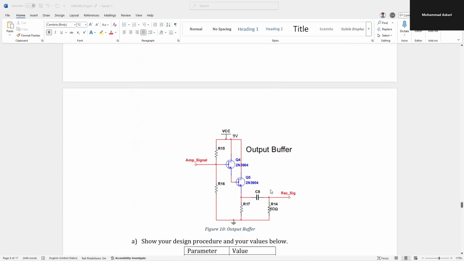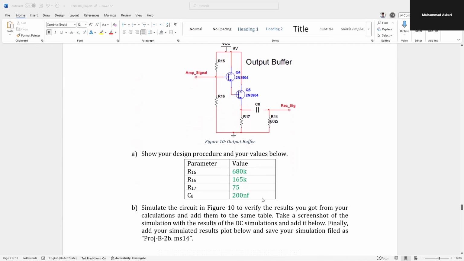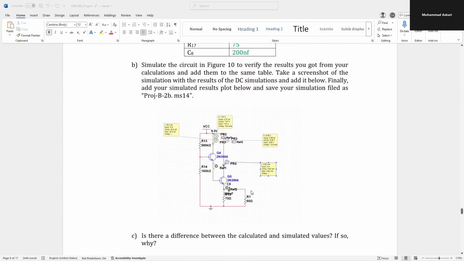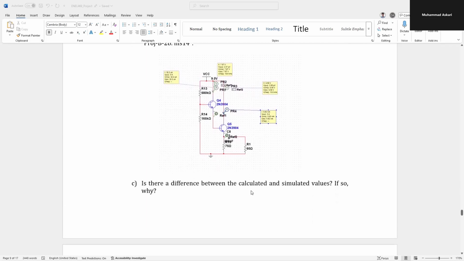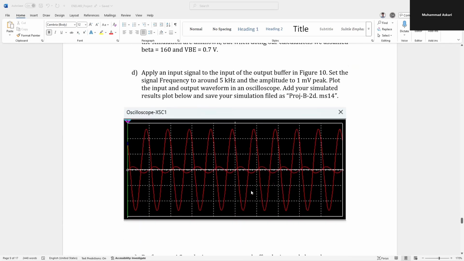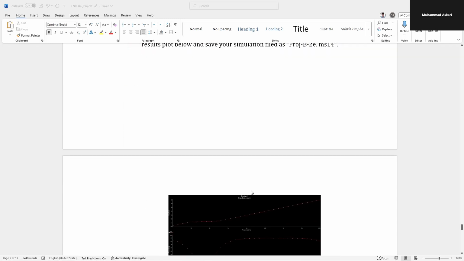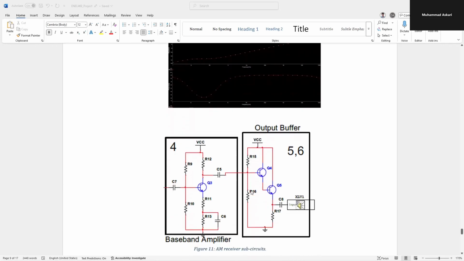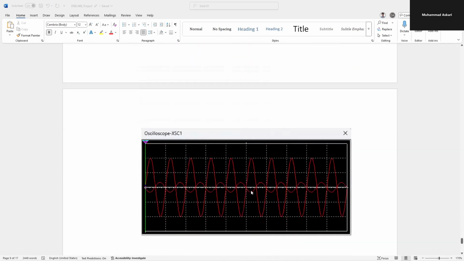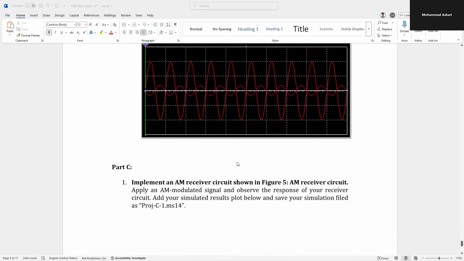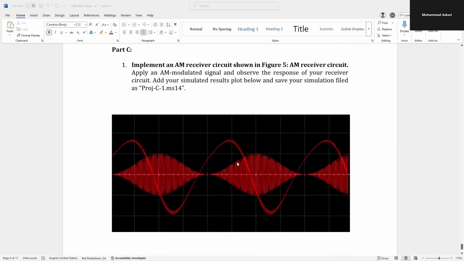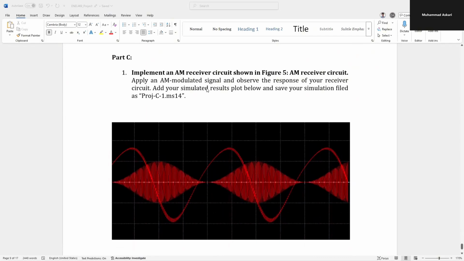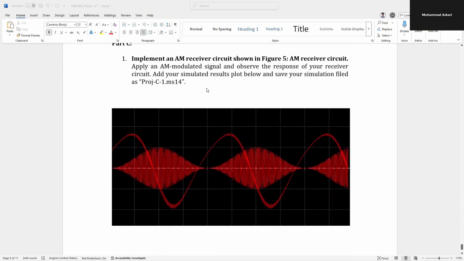For part 2, which is the output buffer, we also made the same assumptions, which are explained in our calculations. And this is the DC analysis. And this is the simulation that we get from our oscilloscope. And this is the AC analysis. And the output buffer simulation is what we get here. And for part C, this is the entire circuit simulated at AM using our AM modulated signal.